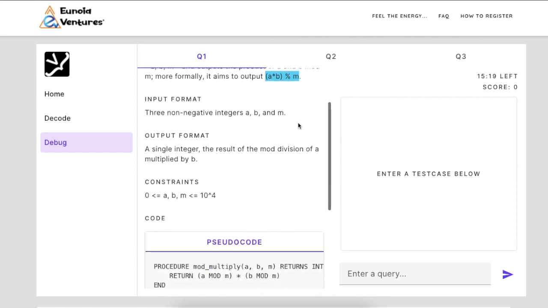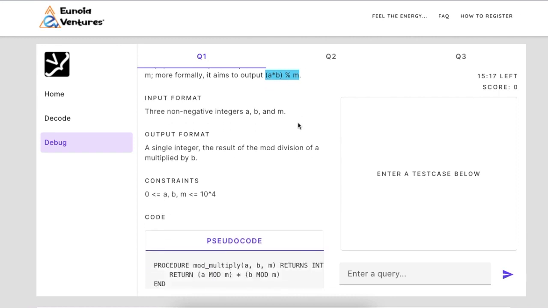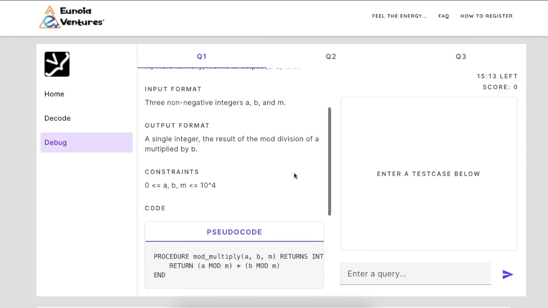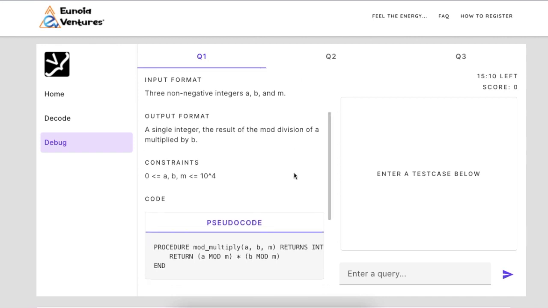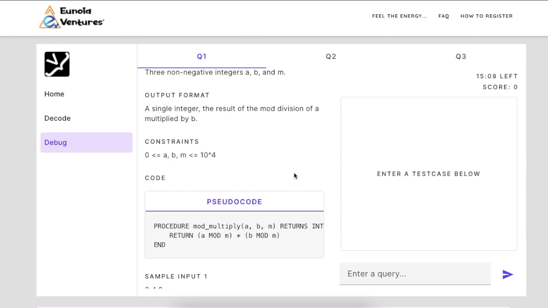And to solve this problem, to figure out what possible input case this could be, we have to think about the properties of the mod function itself. Mod is a remainder function, and a property of a remainder is that it can never be equal to or greater than the divisor.